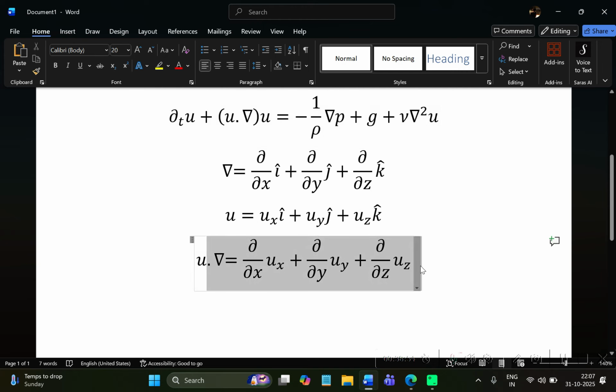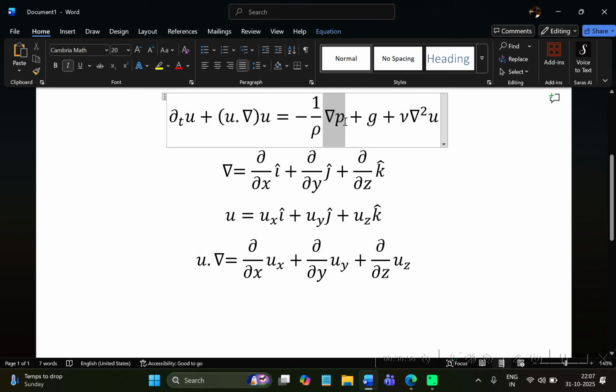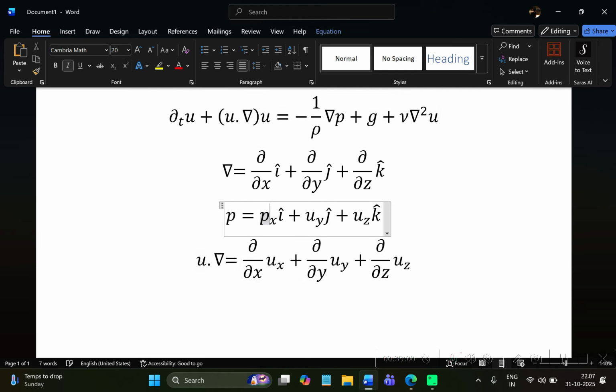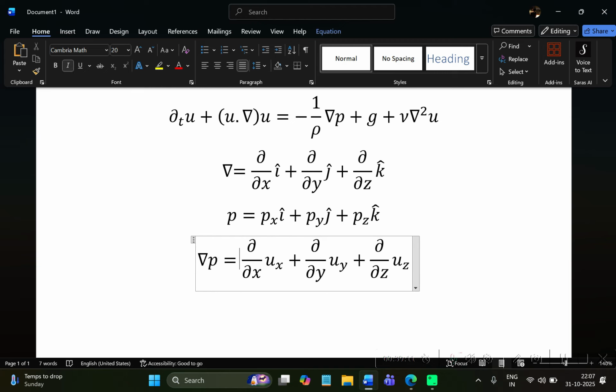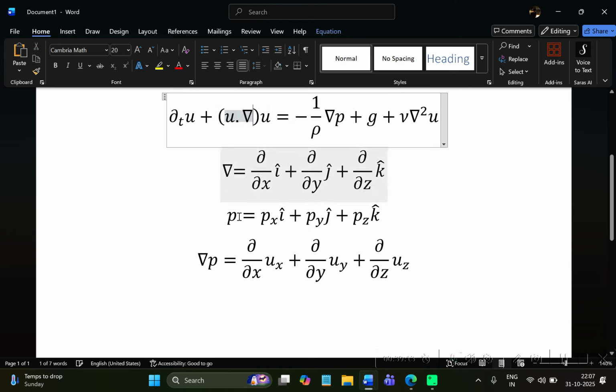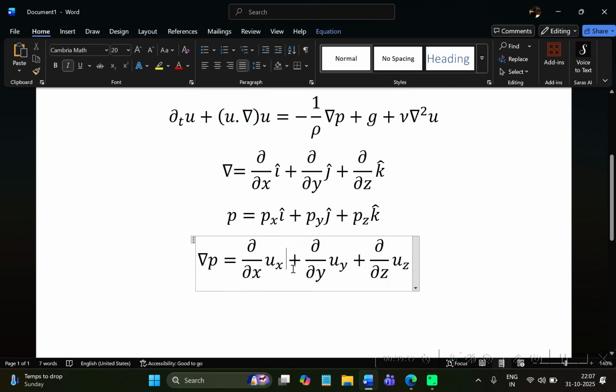So this is a scalar dot product. But for this term, the pressure would also be a vector: px i cap plus py j cap plus pz k cap. But now we have just the gradient of pressure. It's like a divergence, but this is the gradient. If it is the gradient of pressure, you cannot ignore this term. It's still a vector.